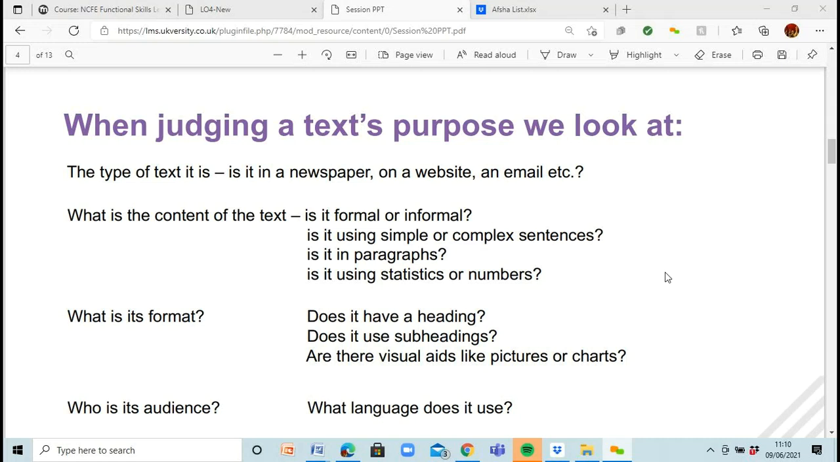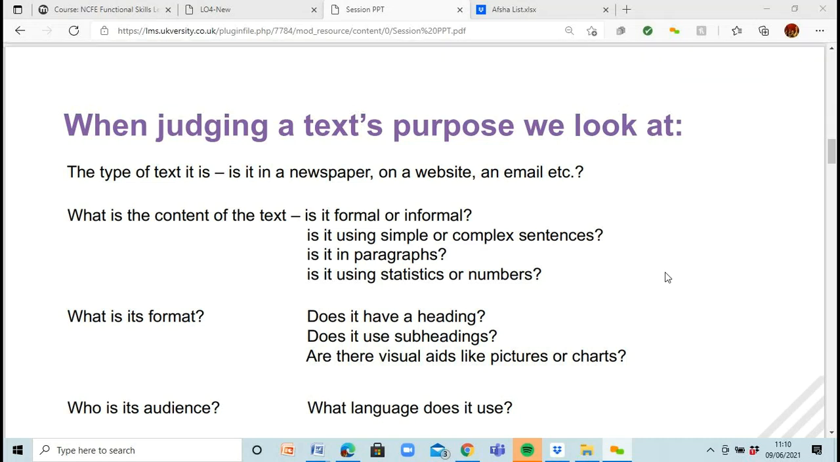So when judging a text's purpose, we look at the following things. We're looking at what type of text it is. There can be a whole load of different text types. There can be newspapers, journals, articles. So it can be a newspaper article, a website article, a book, a magazine, a newsletter, a leaflet, and it could be anything really, any type of work that's written down.